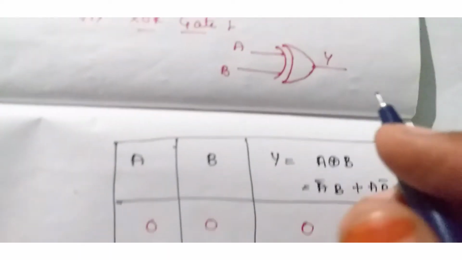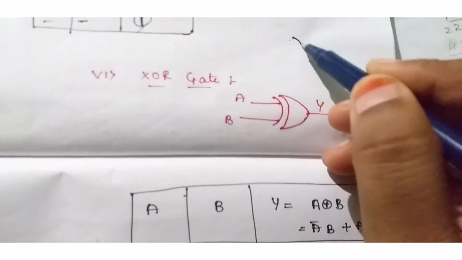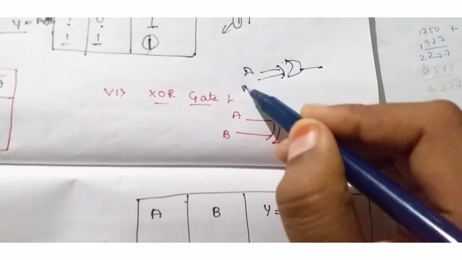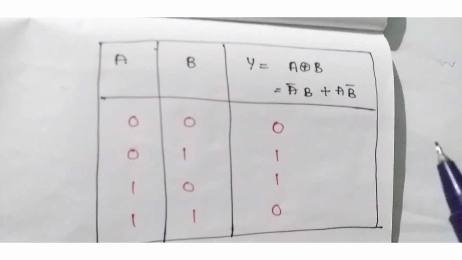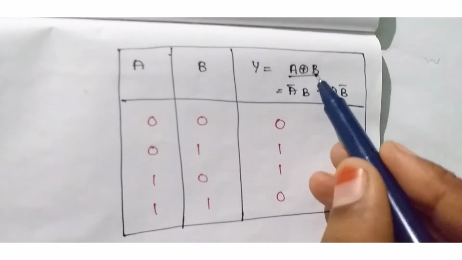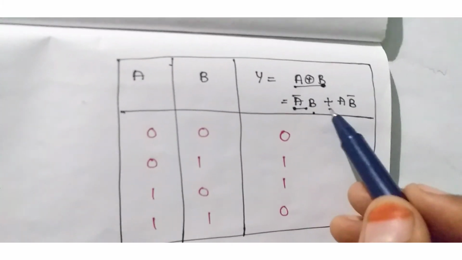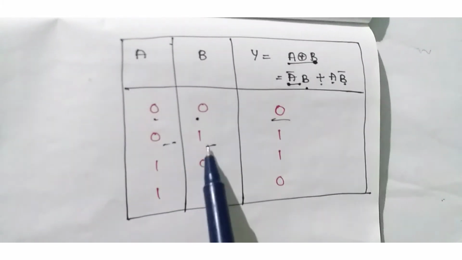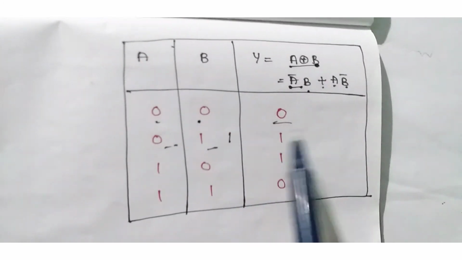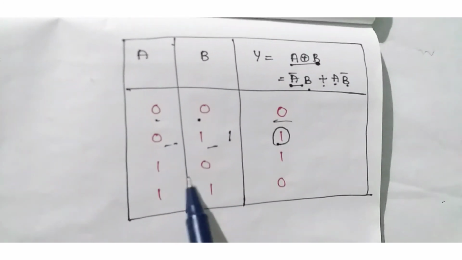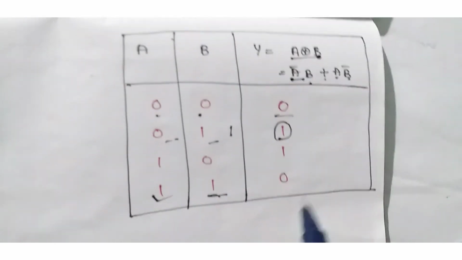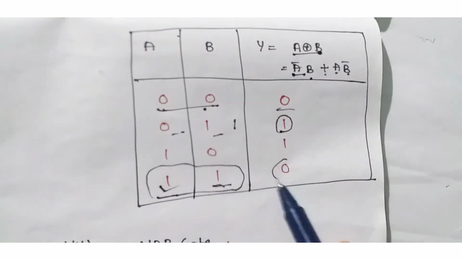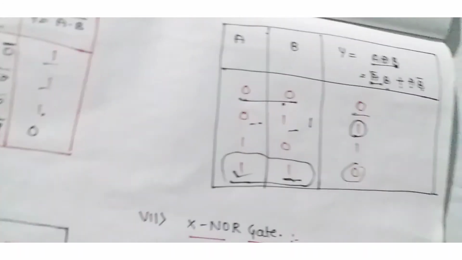Let us see the XOR gate. Here we represent the OR gate and this is the XOR gate, with A, B as inputs and Y as output. This is A XOR B, which we represent as A bar B plus A B bar. For 0, 0 we get 0. For 0, 1, when we add we get 1. For 1, 1, both inputs A and B are the same, so we get output 0. This is the XOR gate, and the XNOR gate is its opposite.